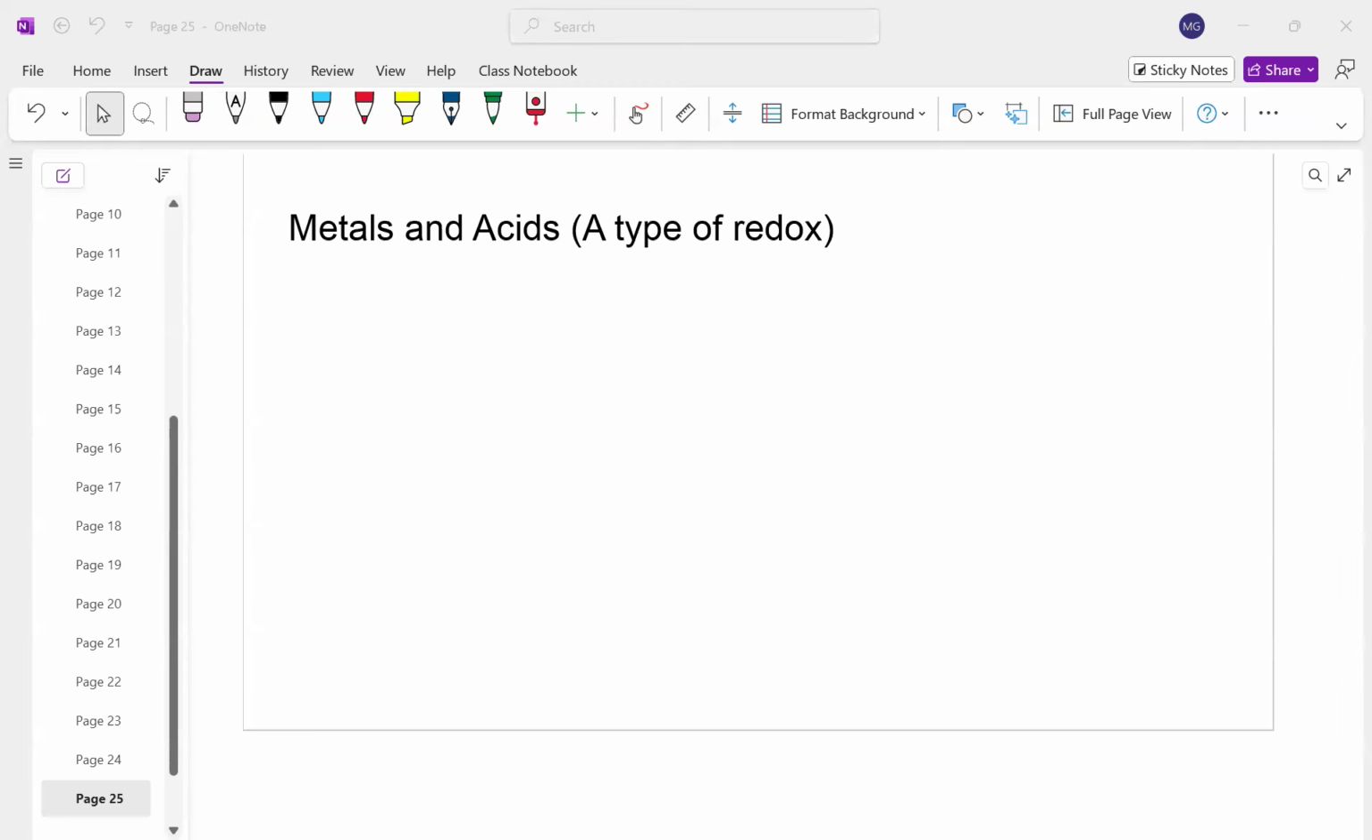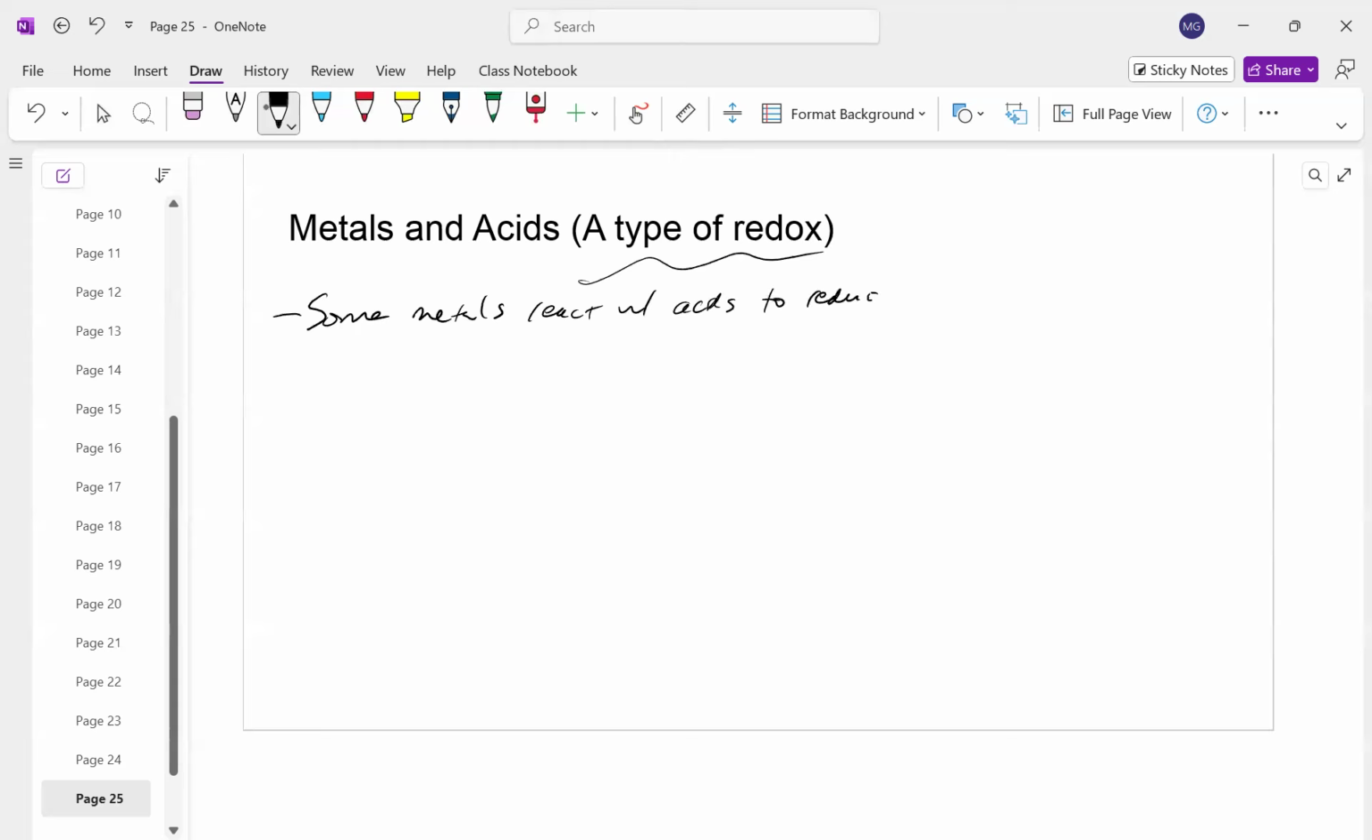We're going to look at a couple different types of redox reactions in this video. And the first one we're going to look at, and this is something you've done in the lab, is the reaction between a metal and an acid. Again, this is a kind of special type of redox where some metals, and you discovered this in lab, but some, not all metals, react with acids to reduce H plus to hydrogen gas.